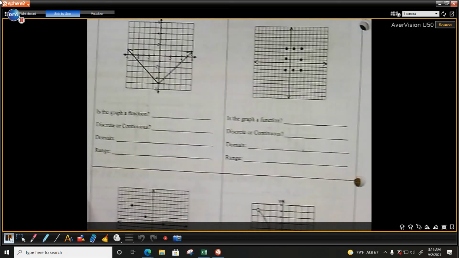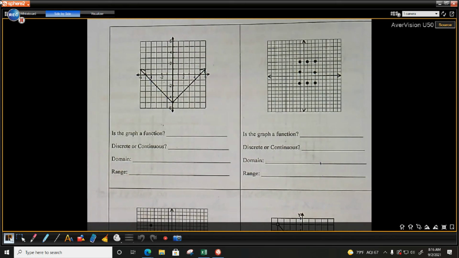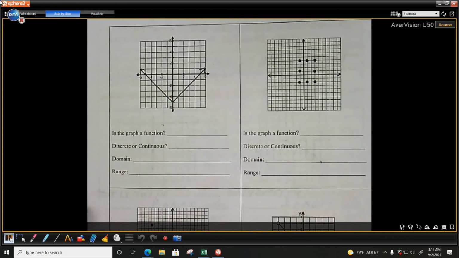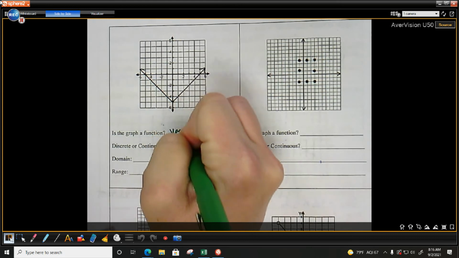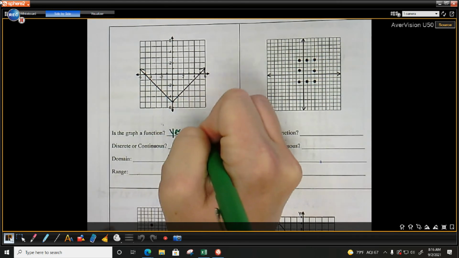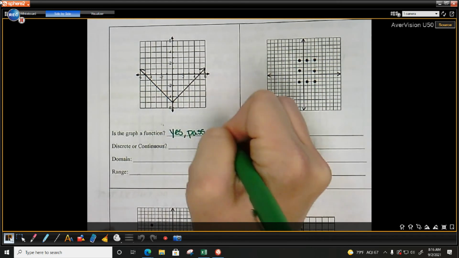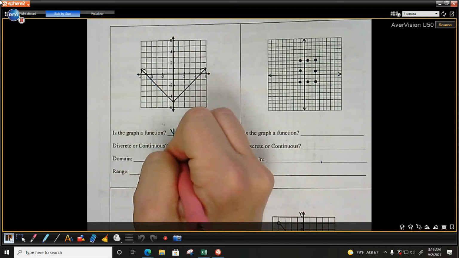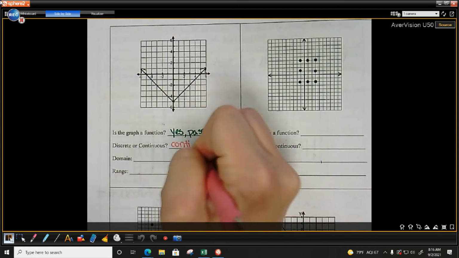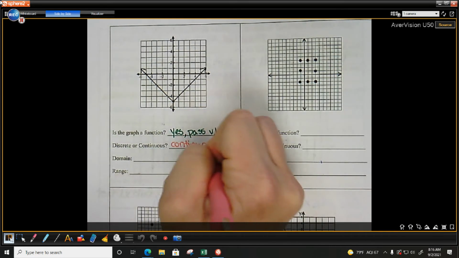So, is this graph a function? Why? Passes the vertical line test. Is this discrete or continuous? Why? Because it's connected. So when we do our continuous graphs, domain and range, how do we do it?